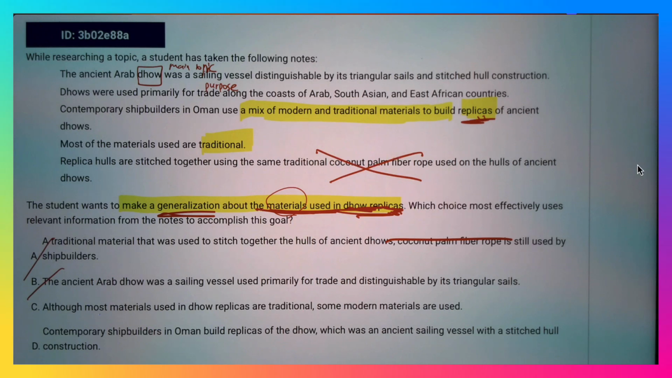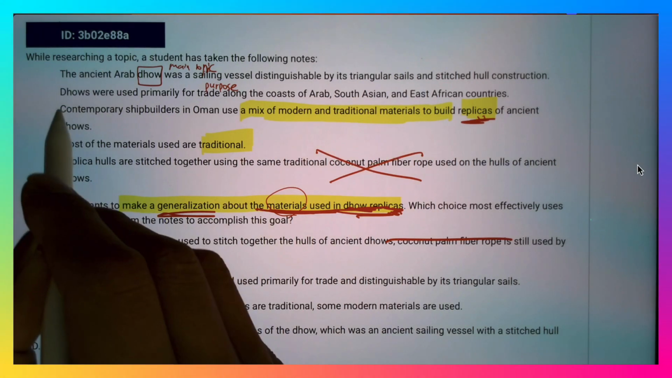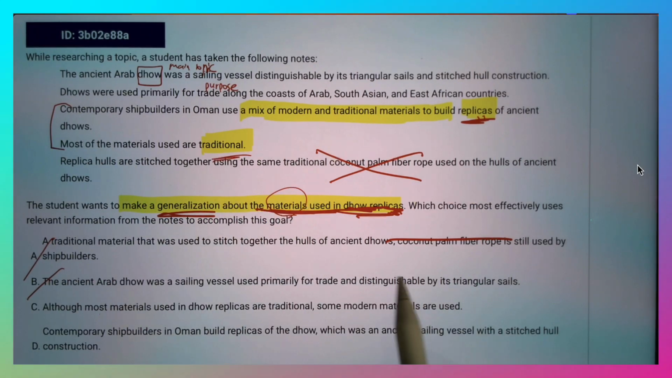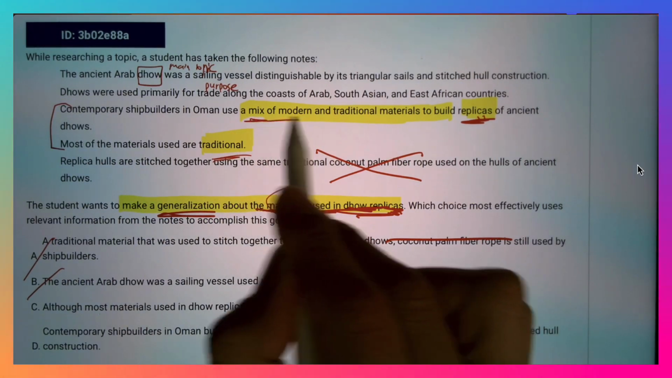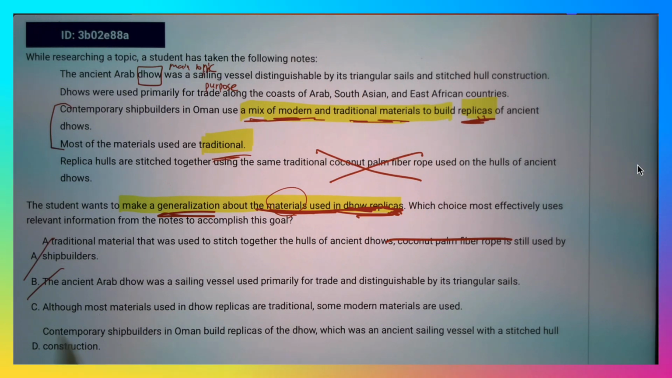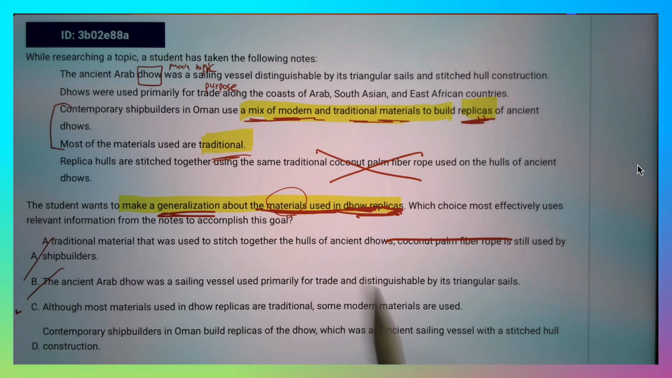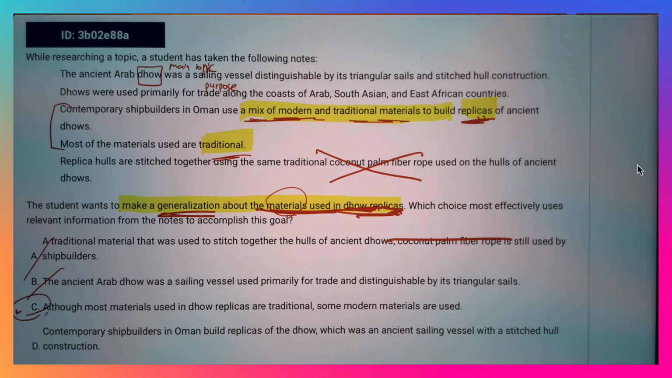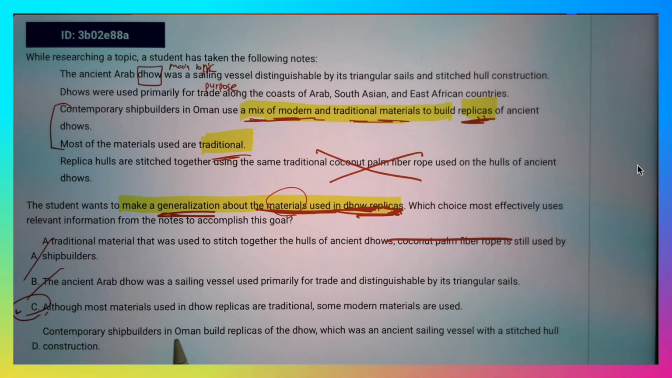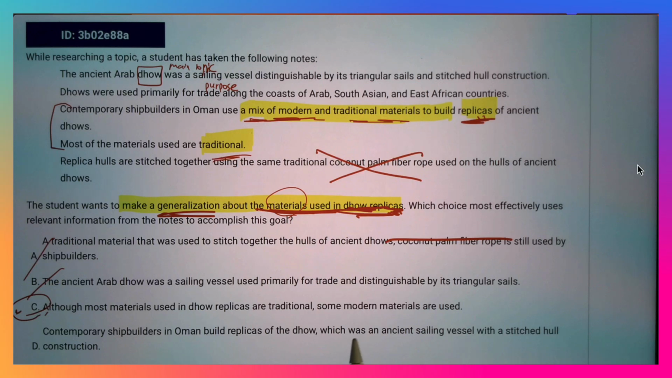And choice C, although most materials used in dhow replicas were traditional, because it does talk about in these two lines, traditional, some modern, because it says a mix of modern and traditional material. This is good. And besides, it's making a generalization about the materials. You don't want to talk too much about it. This is a simple and good generalization. So choice C should be the answer. Choice D, the contemporary shipbuilders in Oman built replicas of dhows, which was an ancient. So it doesn't talk anything about the material at all, so the correct answer should be C.